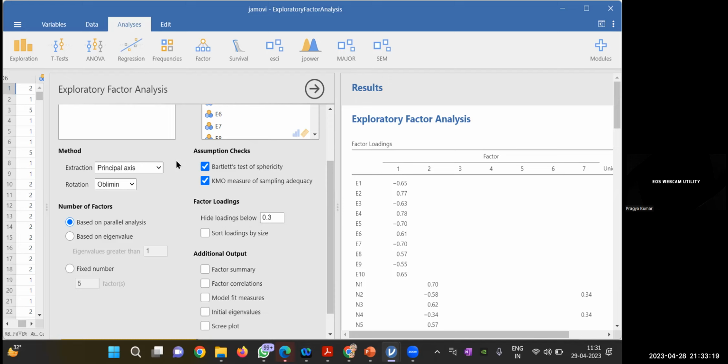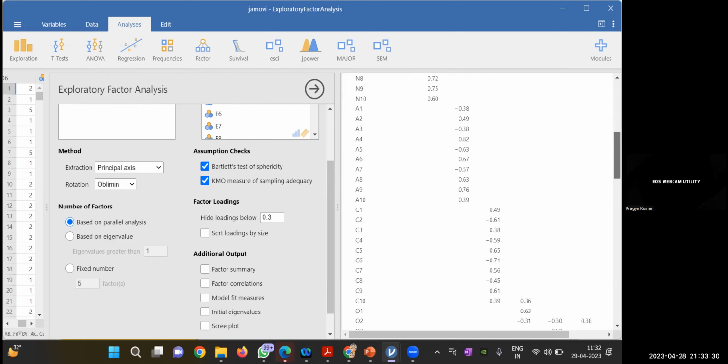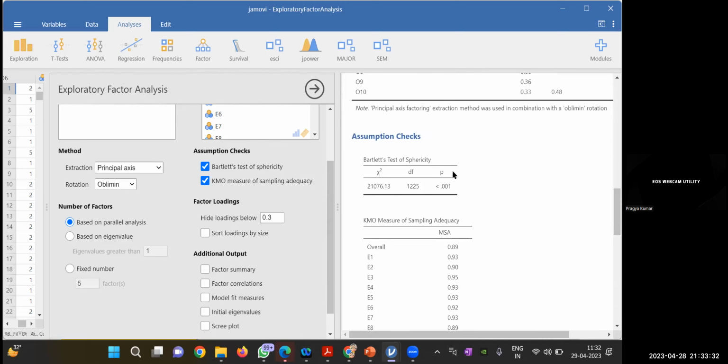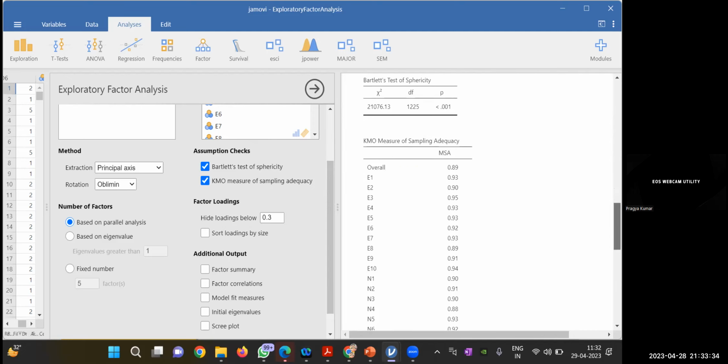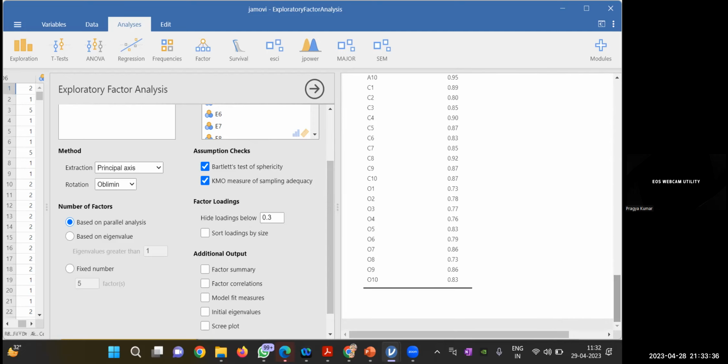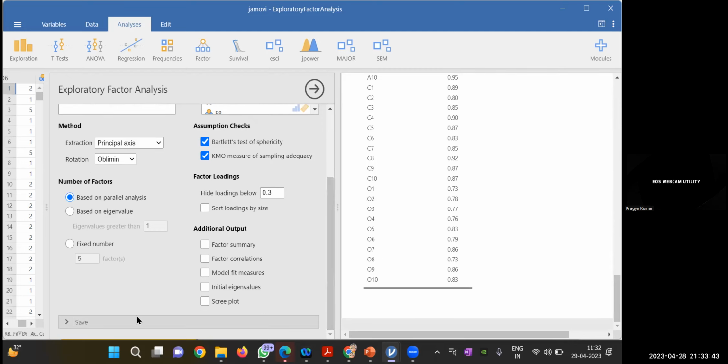Rupali, are you clear on this? I think she's not responding. Let's go ahead. What about the other concept? Till now, are you clear? So yes, she's asking me regarding how to take the factors. So come down now. This we have checked. This is KMO. You have seen. And based on parallel analysis, number of factors.